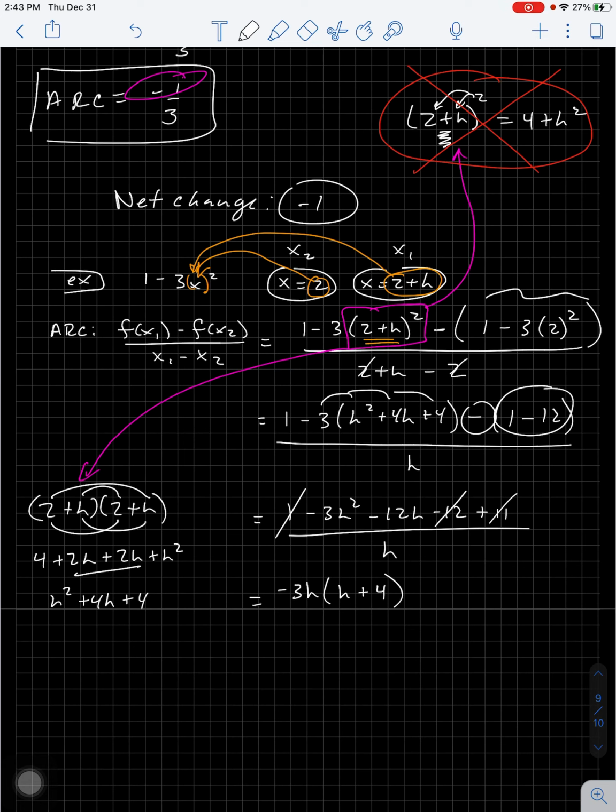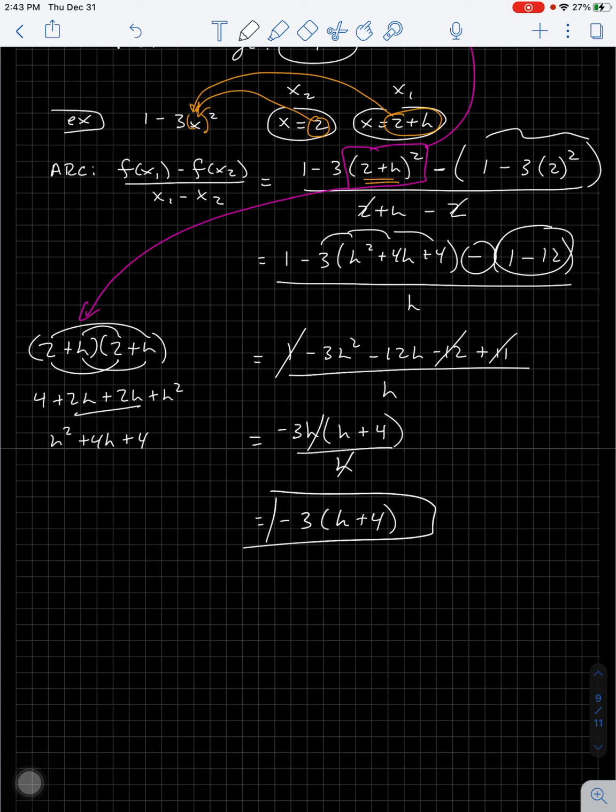And I always take a minute and distribute that negative 3h back in and make sure I did it right. You hop that guy back in, you get negative 3h squared minus 12h. Good, that checks. And then these h's cancel. And this is what we're left with. So this is your average rate of change.